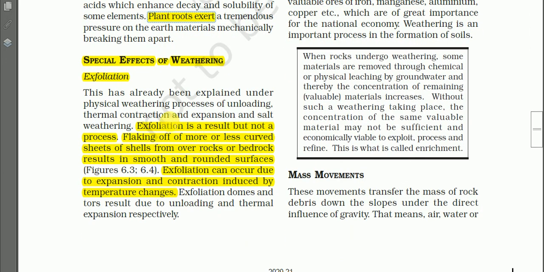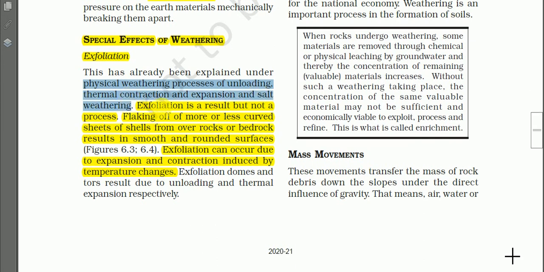So next we have some special effects of weathering. One of the most important special effects of weathering is known as exfoliation. Exfoliation, you know, is the peeling off of the rock. About exfoliation we have already explained, under the physical weathering processes of unloading and thermal contraction and expansion. Actually, exfoliation is a result but not a process. It is the ultimate result of the weathering process.